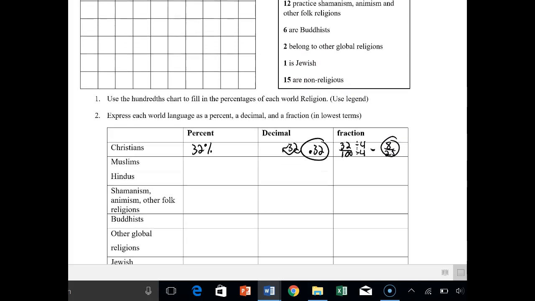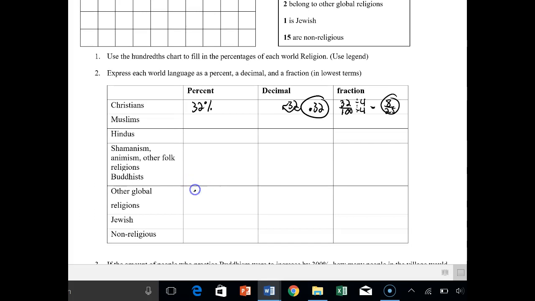I will do one of the other religions. Let me do 2% belonging to global religions. So that's 2%. And as a decimal, be careful. You always swoop twice, so we have an empty space, so that's 0.02, right? So 2%, 0.02, just like 1% would be 0.01, 3% would be 0.03, right? And then 2 over 100 gets simplified. You divide it by 2, and you get 1 over 50, all right?